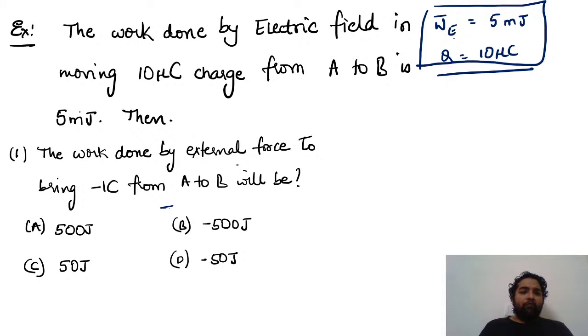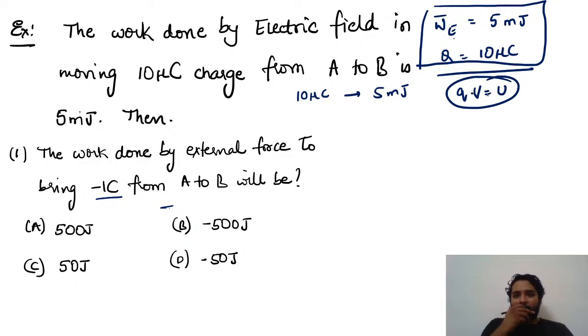Yes, we're back. The work done by the external force to bring minus 1 coulomb from A to B. So if you bring 10 microcoulombs, this is one logic I want you guys to remember very nicely: 10 microcoulombs is doing 5 millijoules of work. We also know the work will be proportional to charge, because we just discussed charge into V is equal to U, right? So work done will be proportional to charge. Simple. Now, for a 10 microcoulomb charge the work done by the field is 5 millijoules. So for minus 1 coulomb, what will the work done be?